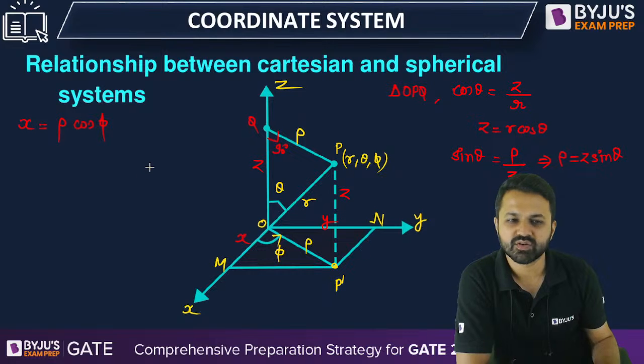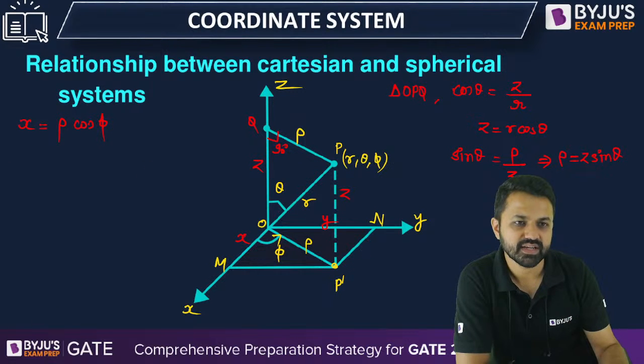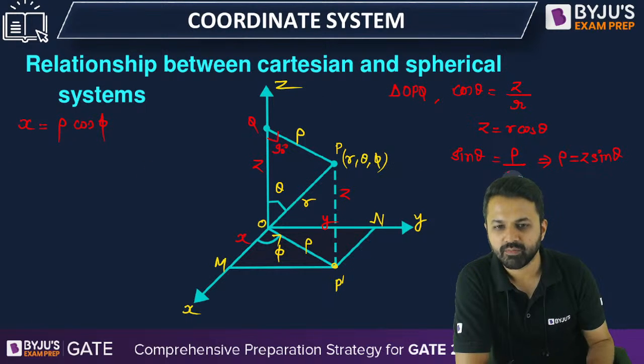Rho upon hypotenuse r, so this is rho upon r. So rho is equal to r sin theta. So z is equal to r cos theta and rho is equal to r sin theta.